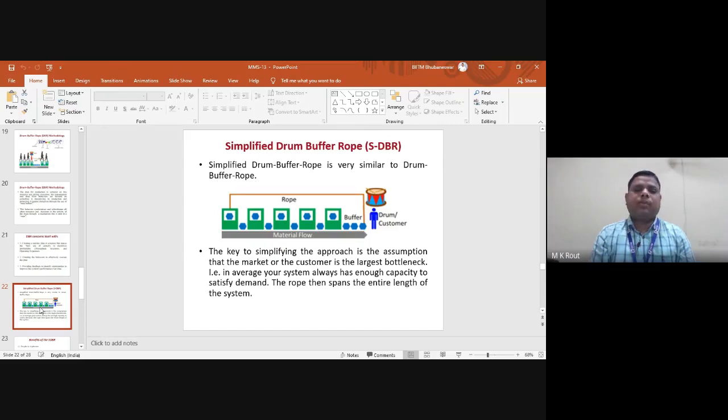So here, if you find any kind of constraint, the rope or the pull system is connected to every workstation, and directly communicates with the first workstation where they can pull the raw material to convert into the finished goods. And here the customer or drum should be paced through the demand information. The next part is that.